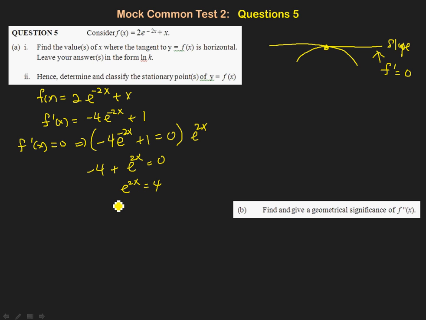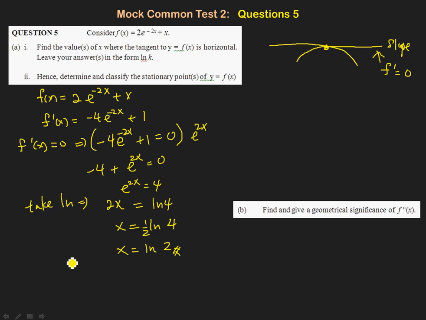Solving this using ln, you take ln on both sides, you get 2x equals ln 4, and x equals half of ln 4. This would actually be ln 2. So that is what you have.